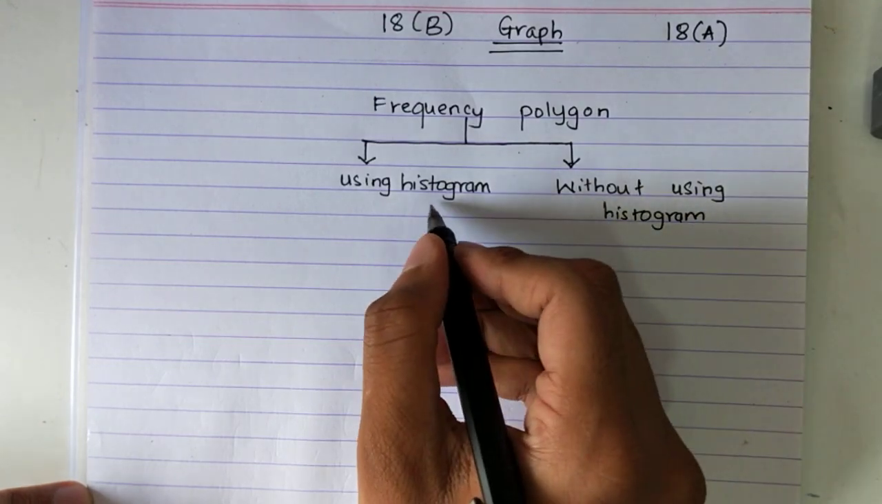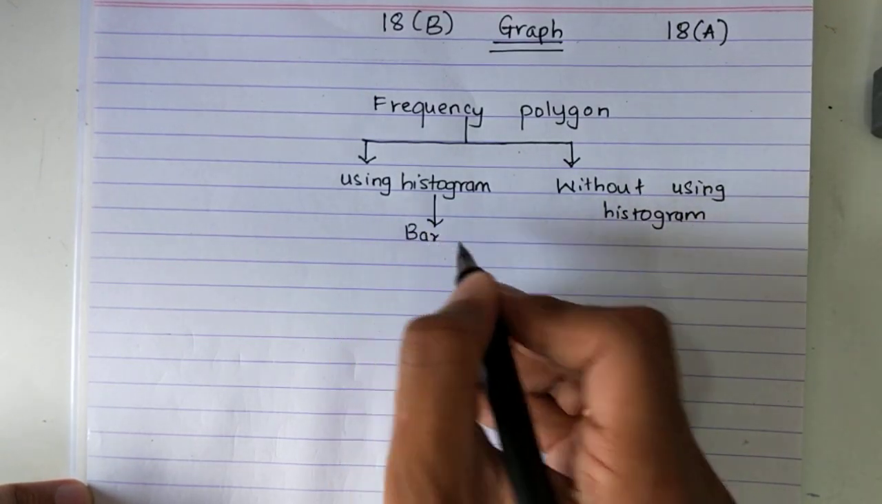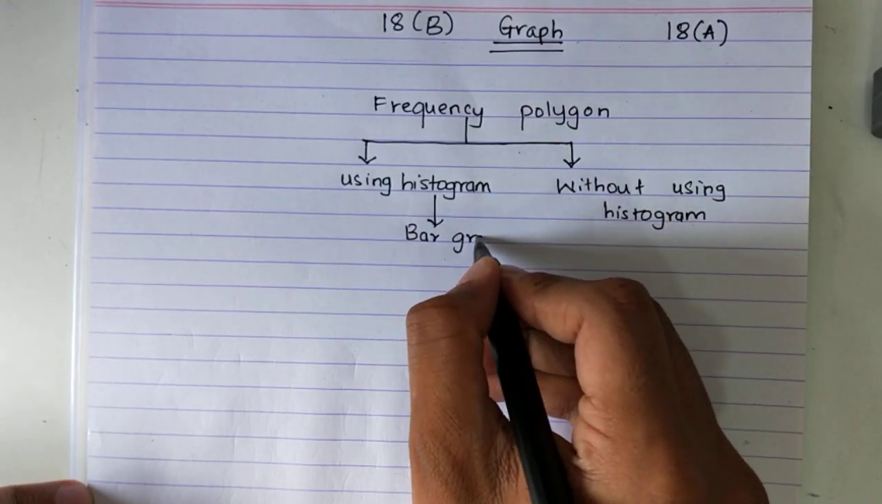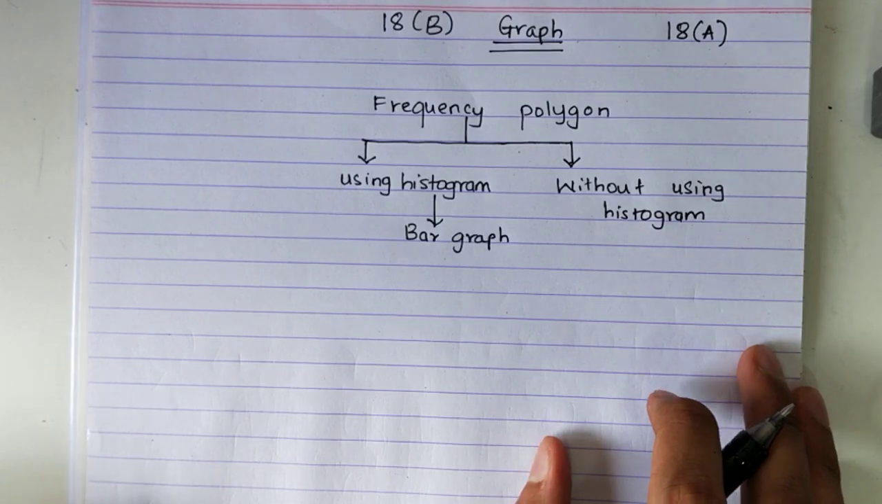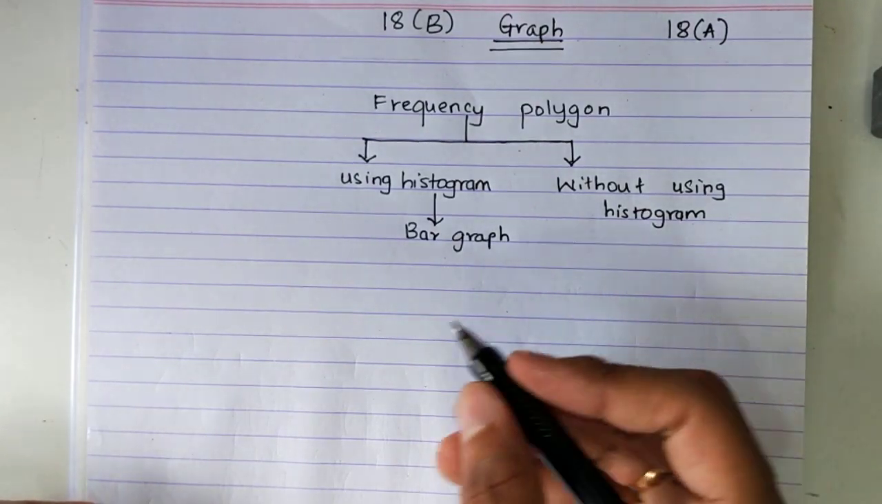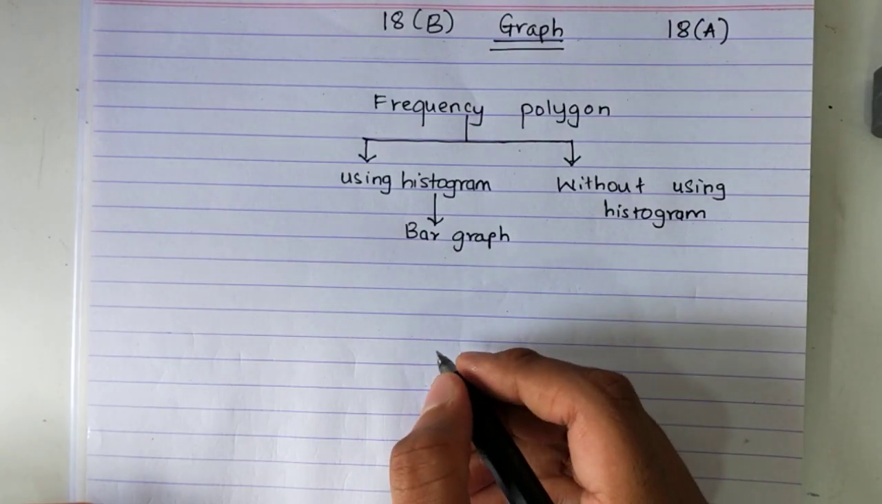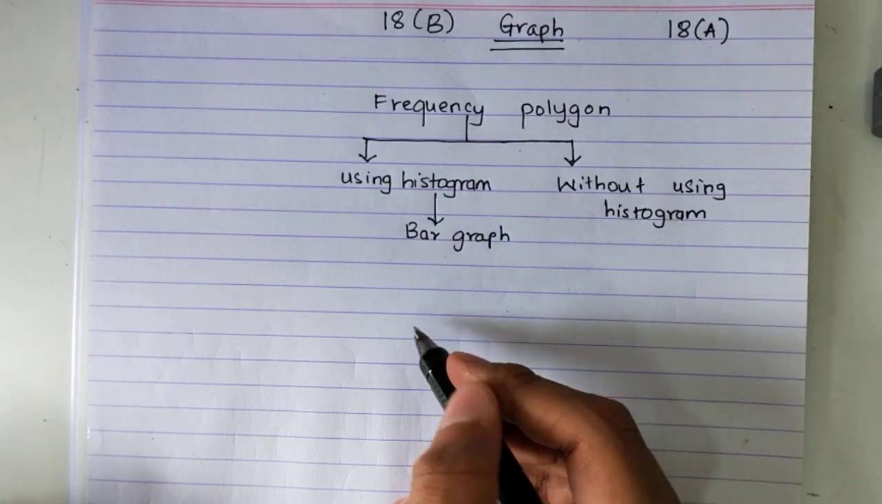Now what does this histogram mean? Histogram is nothing but a bar graph. You may have seen bar graphs in different places. They are used in industries, and for experiments to show data. There are a lot of applications of bar graphs.